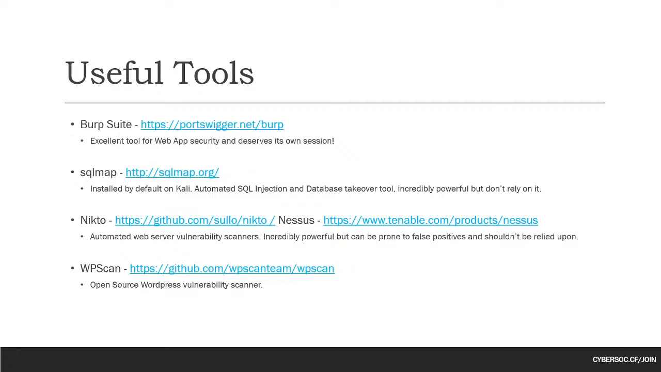Nikto and Nessus, vulnerability scanners, very powerful but prone to false positives and, similar to SQL Map, shouldn't be relied upon. It's great to help your efficiency, but nothing can beat manual testing. WordPress scan, similar to Nikto and Nessus, but for WordPress specifically.